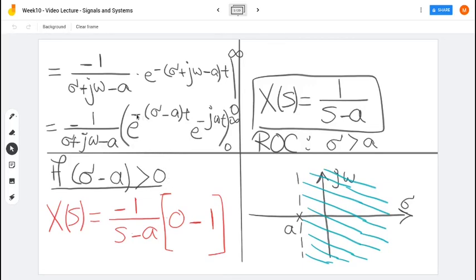So the negative value will cancel out with this negative sign, and we will be having e to the power of a positive number times t. So whenever t goes to infinity, this term will go to infinity and X of s will diverge. So in the region of convergence over here, if sigma is less than a, the values of X of s will go to infinity and it will diverge. Whereas if sigma is larger than a in this region, we will get a finite value of X of s. So the concept of region of convergence is actually very, very important when you are evaluating the Laplace transform.